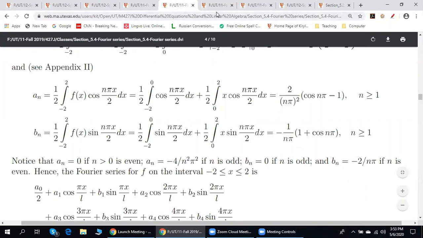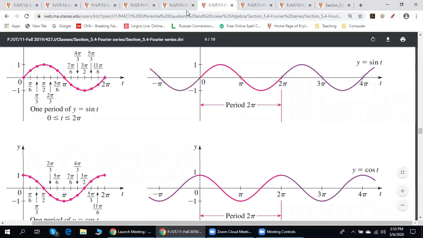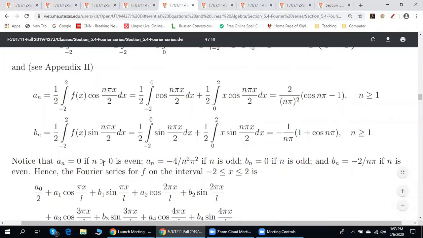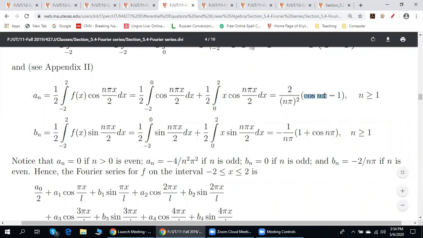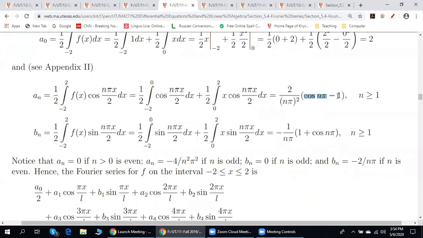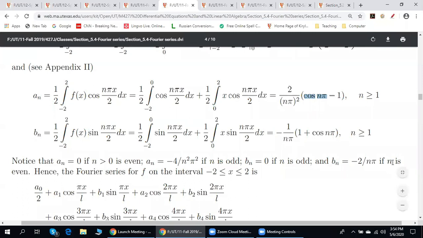And now again, looking at the graphs, we conclude that if n is even, cosine is 1, therefore the whole thing is 0. In contrast, if n is odd, cosine is -1, -1 minus 1 is -2 times 2, -4. Similarly, if n is odd, all b_n's are 0. If n is even, b_n is -2 over n pi.